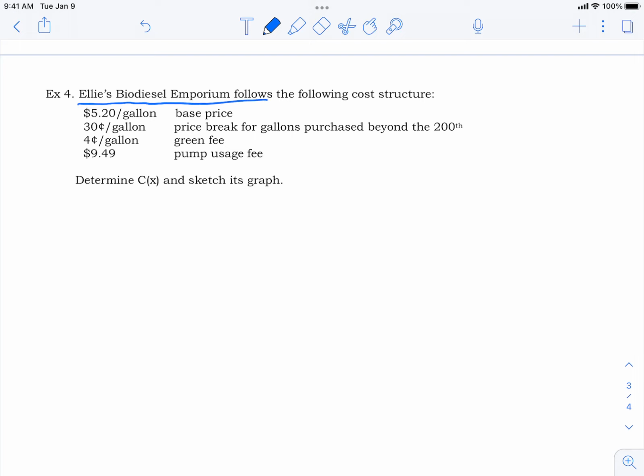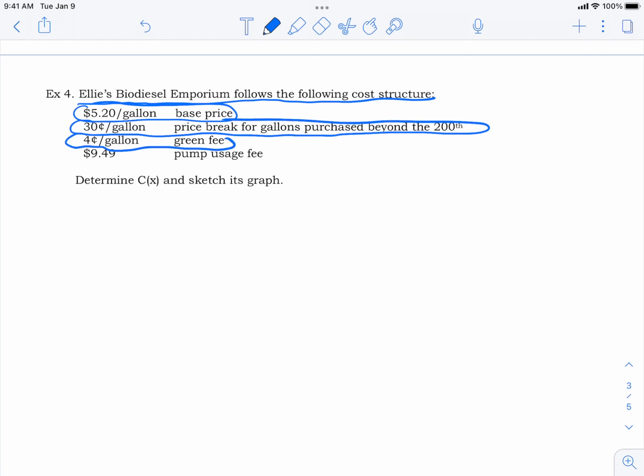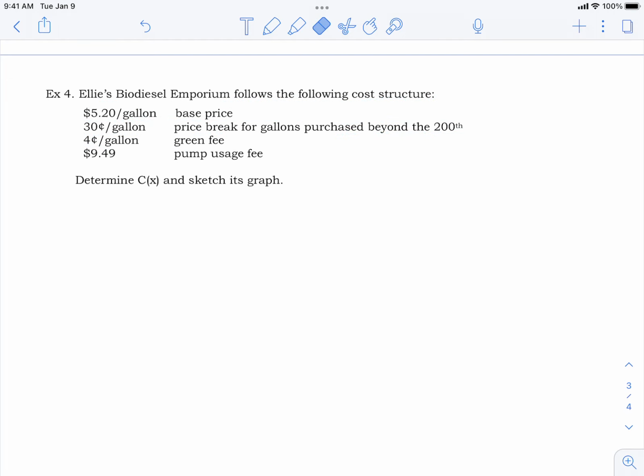So let's see. Ellie's Biodiesel Emporium uses the following cost structure. $5.20 a gallon is the base price. You get a 30-cent per gallon break if you buy more than 200 gallons. That's cool. 4 cents a gallon for a green fee, and the pump usage fee is $9.49. Okay, a lot going on there.